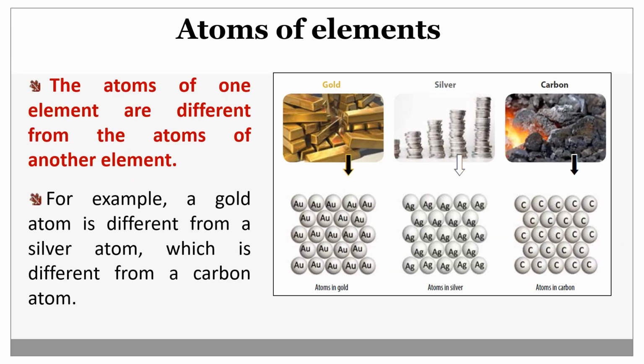The atoms of one element are different from the atoms of another element. For example, a gold atom is different from a silver atom, which is different from a carbon atom.